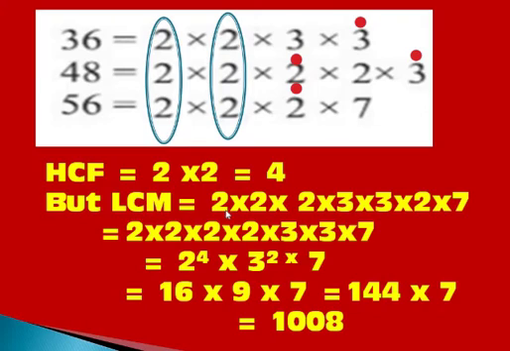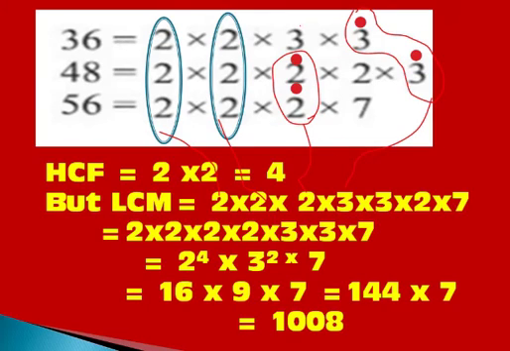See, I have written this 2 once, then you have the next 2. The first common factor 2 is written here, then I have written this common factor. Now this 2 is common between the two numbers, so I have written it just once. You can see it here. Now this 3 is common between 36 and 48, so I'll just write it once. See, I have written it here once.